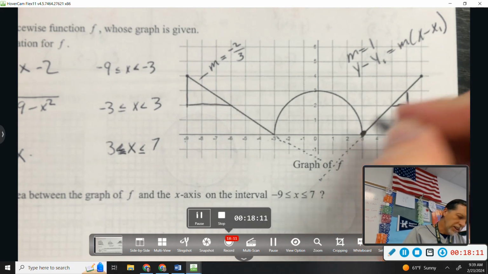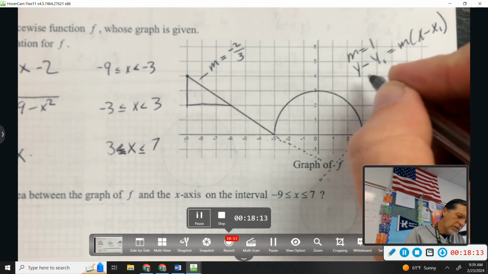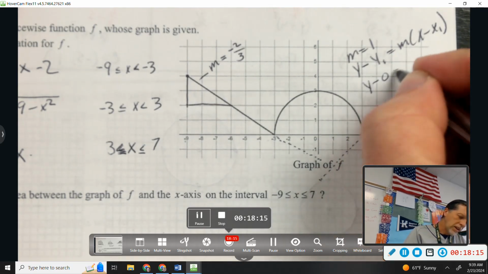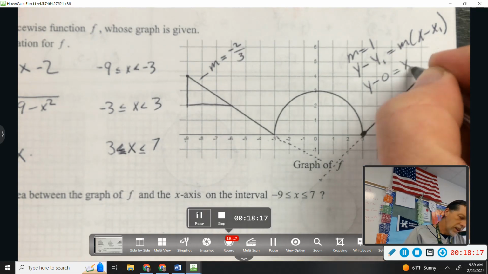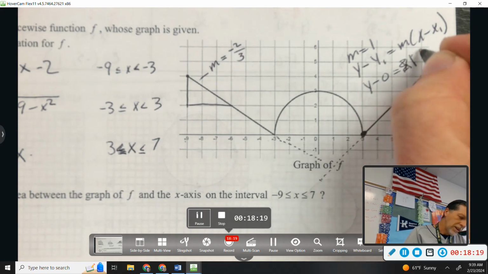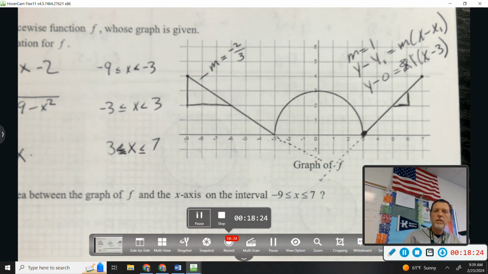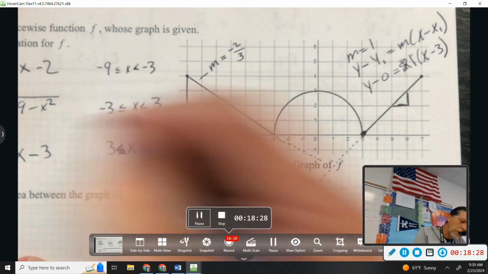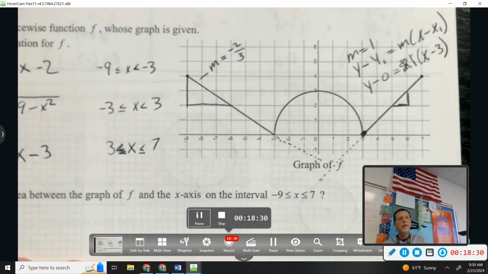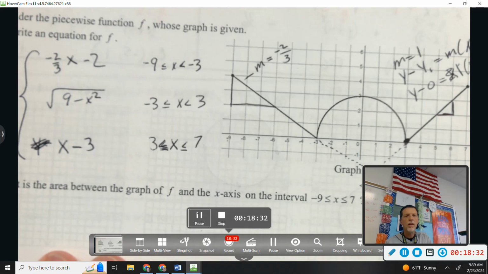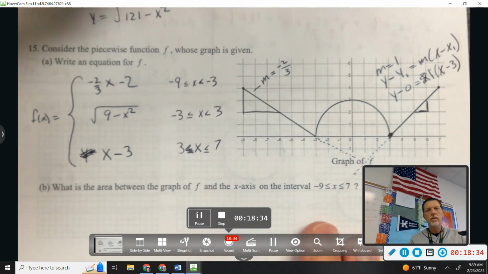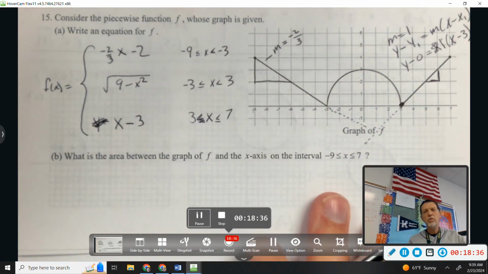So let's pick the point 3, 0. That would be an easy one to pick. Oops. Slope is 1 times x minus 3. So x minus 3. So we were right. It did intersect at -3. So there's our piecewise function.